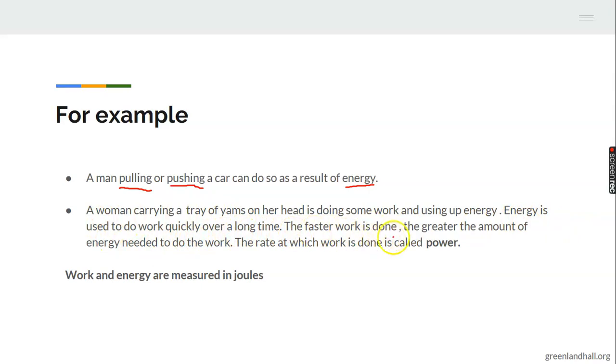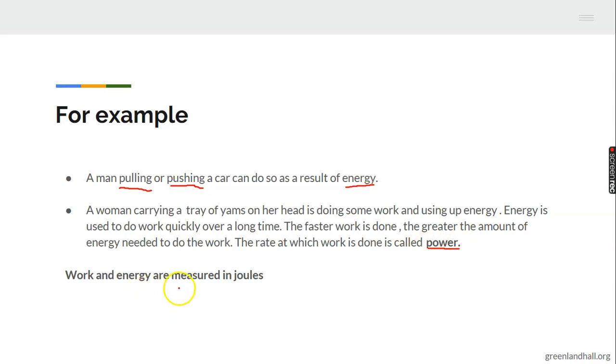Energy is used to do work quickly over a long time. The faster work is done, the greater the amount of energy needed to do the work. The rate at which work is done is called power. So when you say I have power, that means you have energy to do that work for a long period of time. Rate, when you talk about rate, you are talking of time. When you quantify your work done, your energy, with your time, you are talking of power. Energy is the ability to do work, and if you quantify the work done by the time, that's rate, okay? That will come to what we call power.